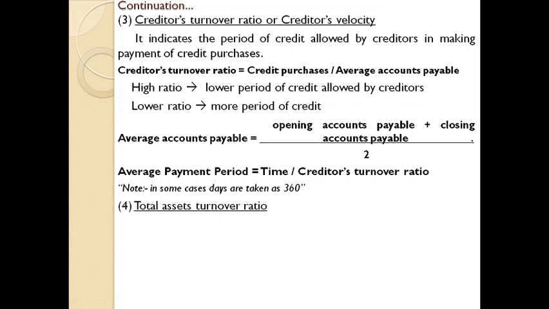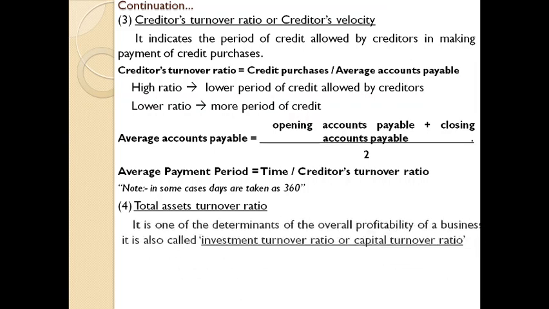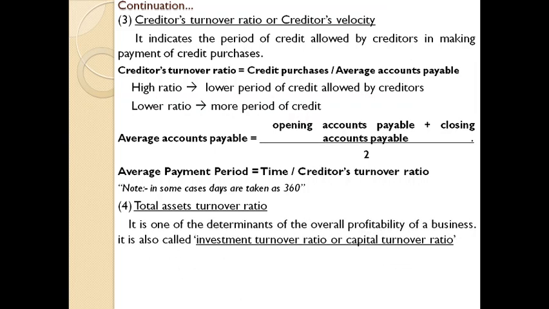Next one, total asset turnover ratio. It establishes the relationship between total assets or gross capital employed and sales. It is one of the determinants of the overall profitability of a business.